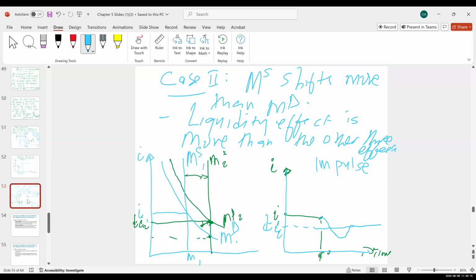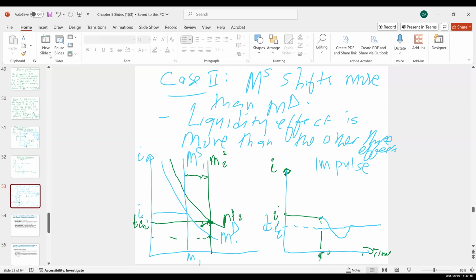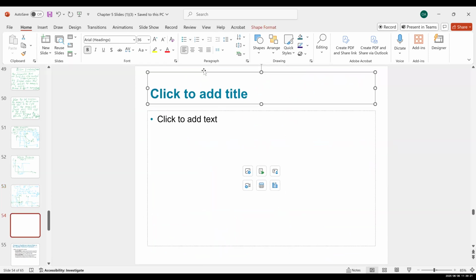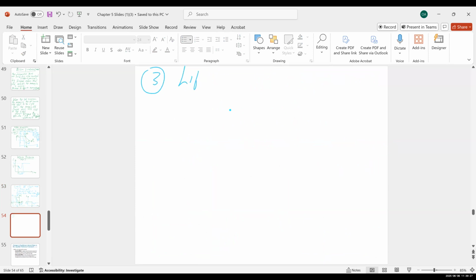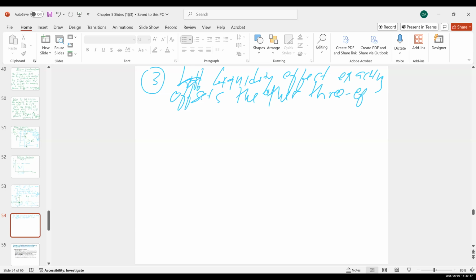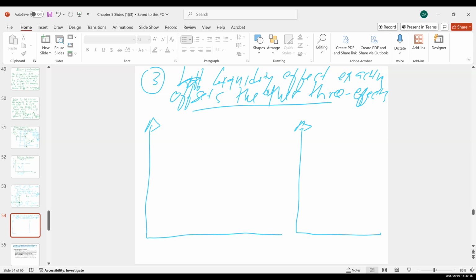And then case 3 is a case where the liquidity effect and the other three effects completely offset each other. That's case 3. Liquidity exactly offsets the other three effects. So that's going to be something like this. And then we also draw an impulse response on the side to see how interest rate behaves over time.